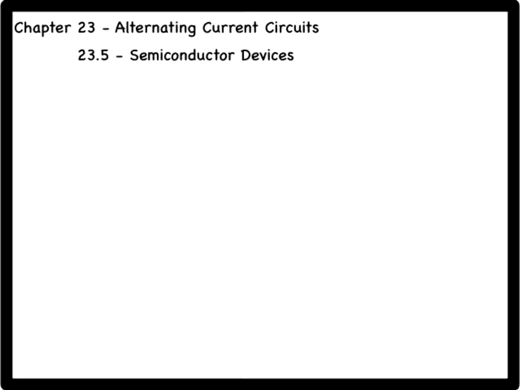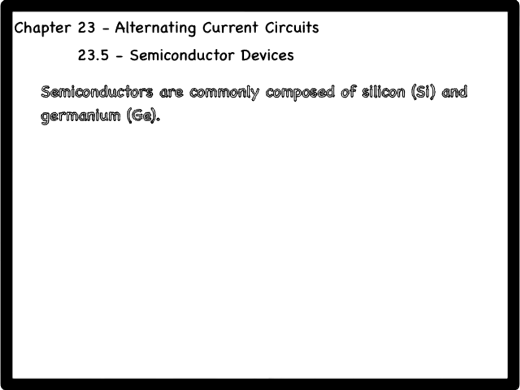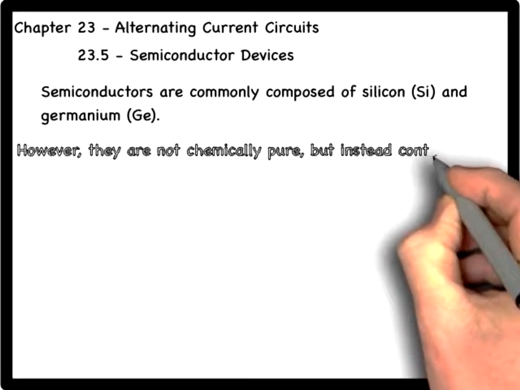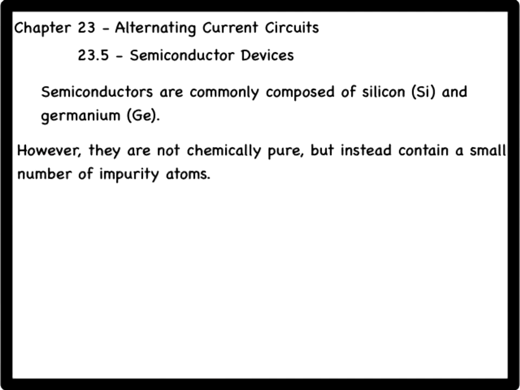In Chapter 20, we introduced the term semiconductor, which is a name given to materials that have an electrical resistivity intermediate between conductors and insulators. Semiconductors are commonly composed of the elements of silicon and germanium. However, they are not chemically pure, but instead intentionally contain a small number of impurity atoms. As we will see, these impurity atoms add extra charge carriers, which decreases the resistivity in these pure insulators.